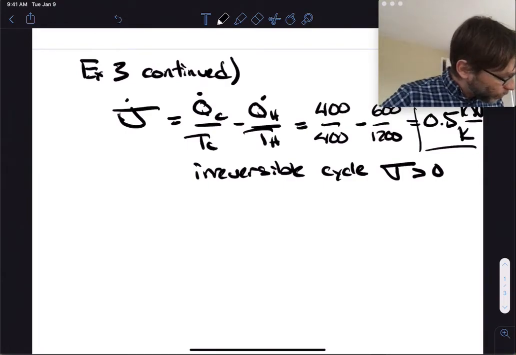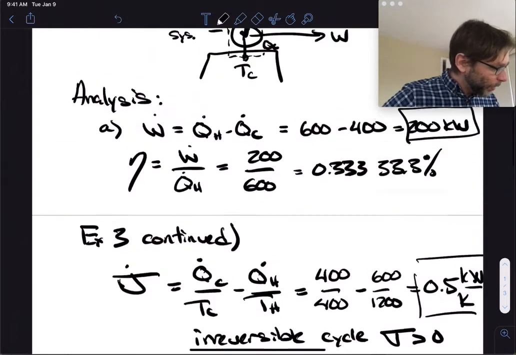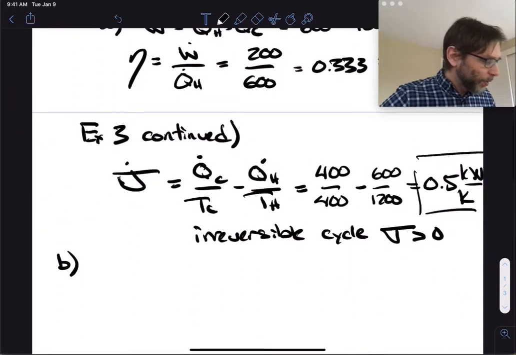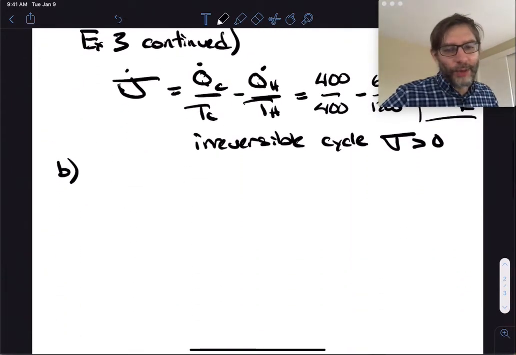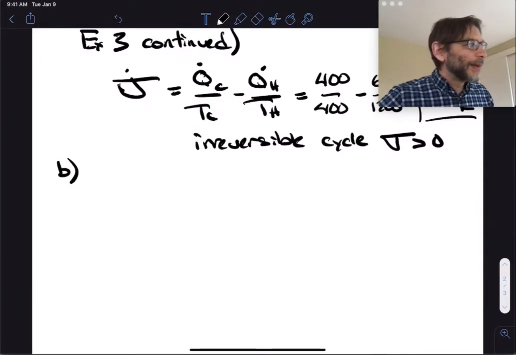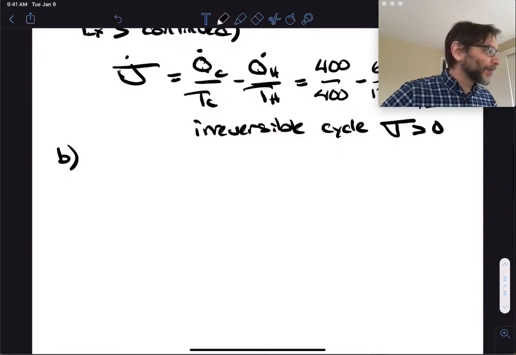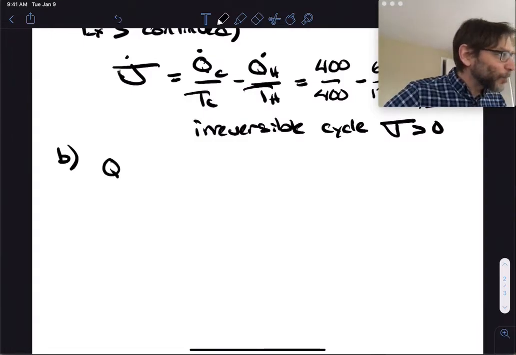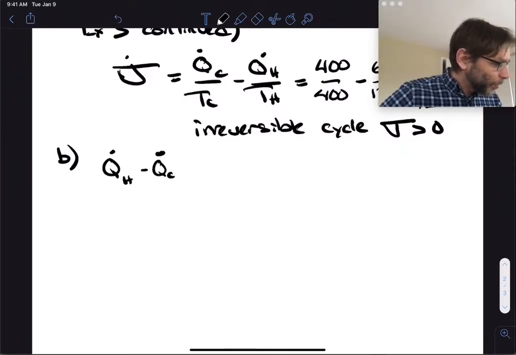Okay, so let's do B. So B is that we have QH equals 600 and QC equals 0. Uh-oh. We already know what the answer to this one is, right? QC equals 0. Give me a break. This is silly. Okay, anyways, B. Just think to yourself what the answer to this one is going to be. Can QC be 0 or not 0? Think about it.